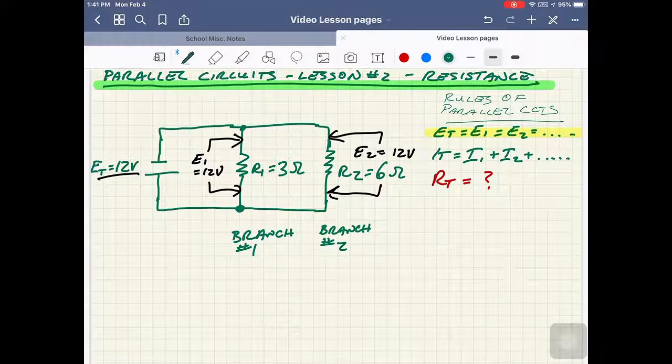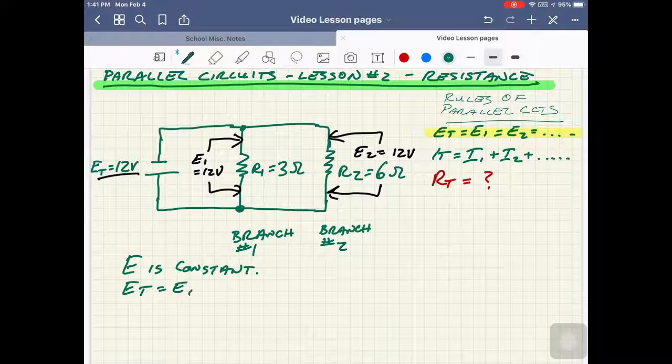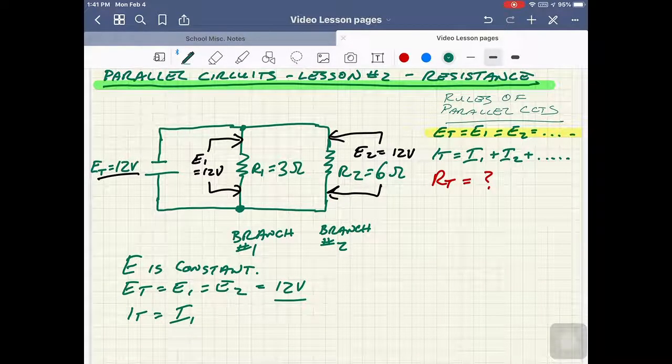Okay, so remember what we're talking about here is voltage is constant in this example. ET equals E1 equals E2, and we actually gave this a value of 12 volts. What we're looking at in this case is the IT, and it increases with every branch that we add. If we had more than these 2 branches, it'd be the sum of all the branches for our total current.